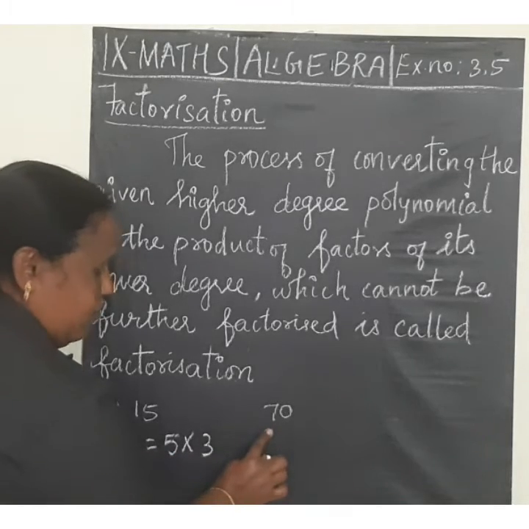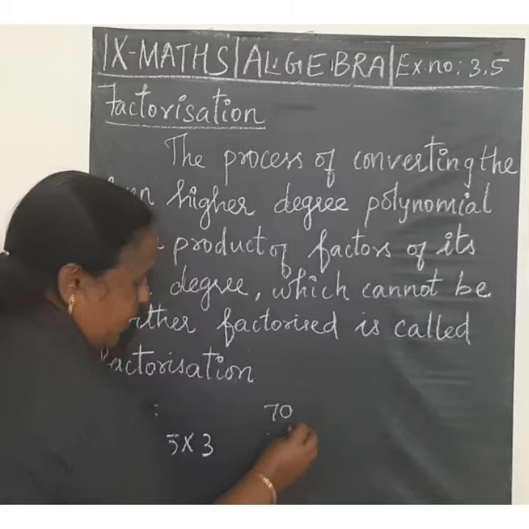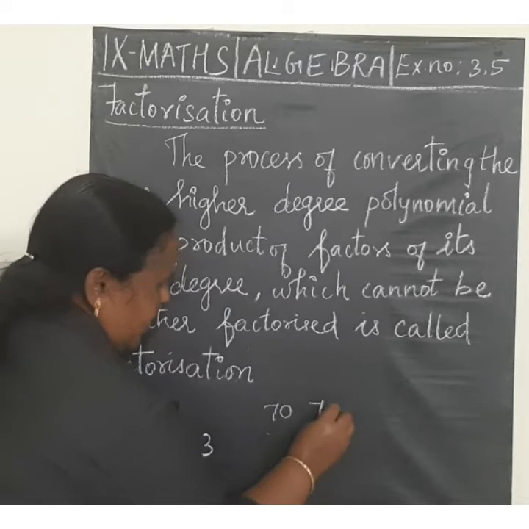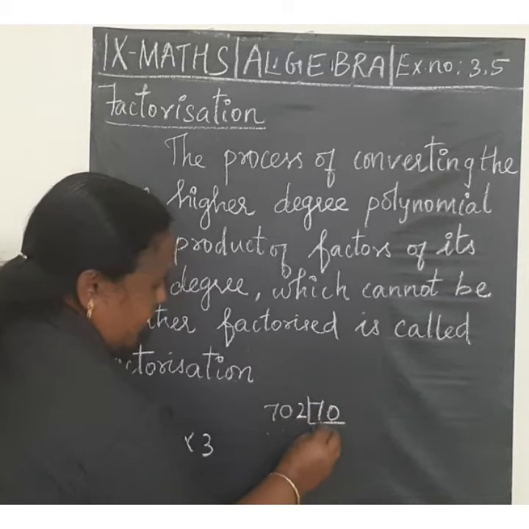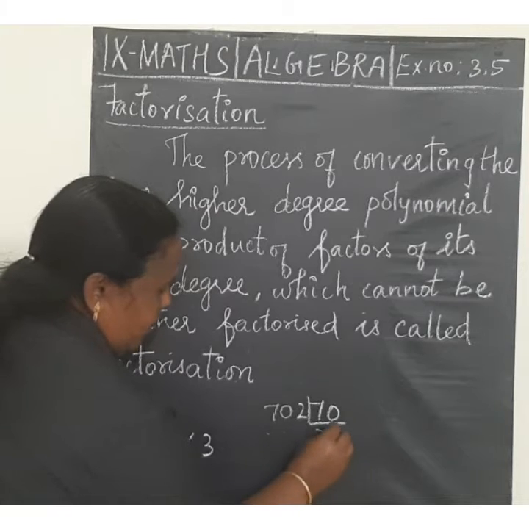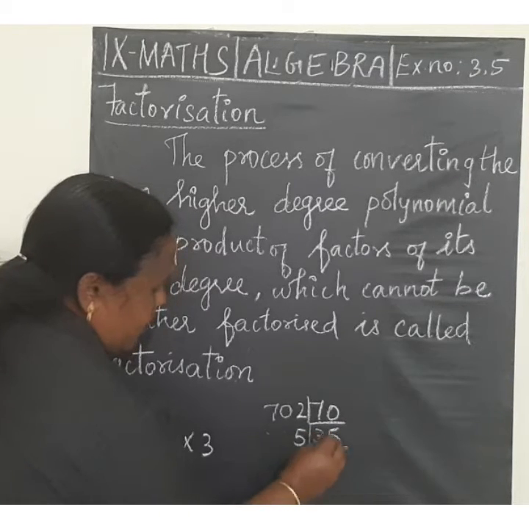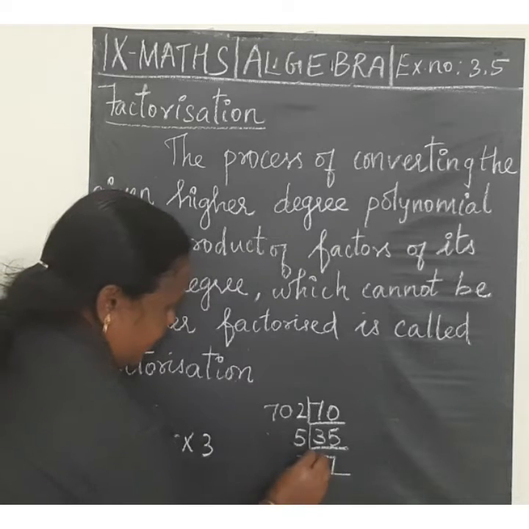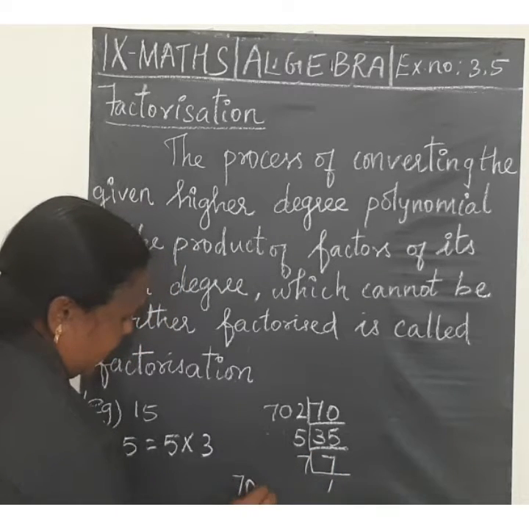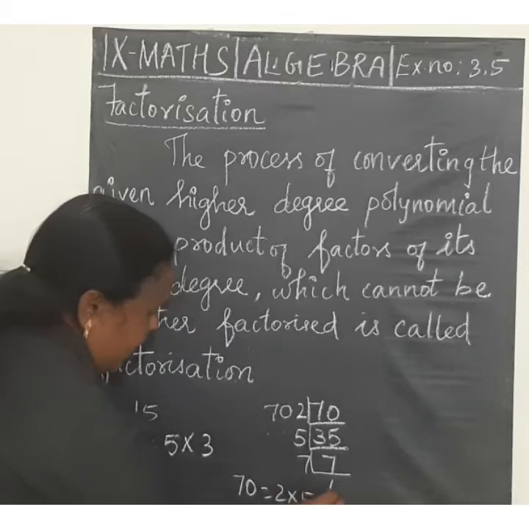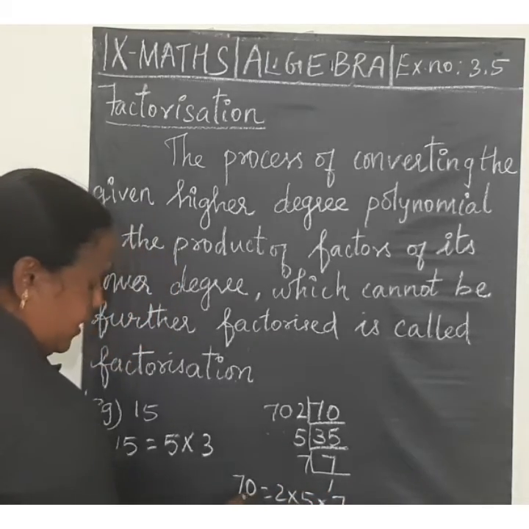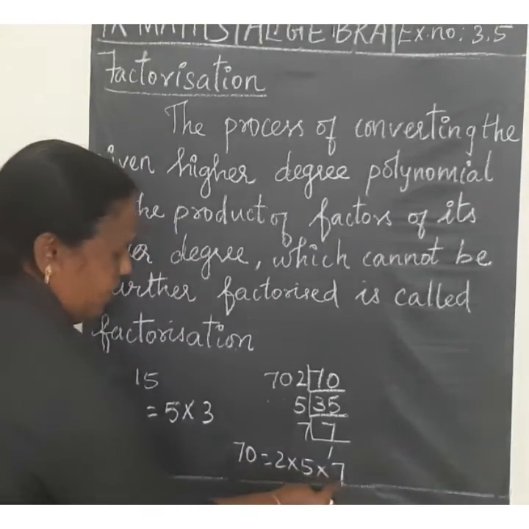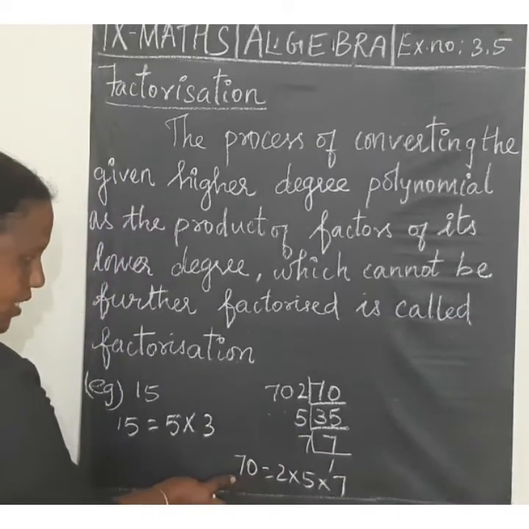Next we take the number 70. If you take the LCM of 70: 2 times 3 are 6, balance 1, 2 times 5 are 10. Then if you put 5 times, you will get 7, and 7 ones are 7. So 70 we can write as 2 into 5 into 7. So 2, 5, and 7 are the factors of 70.